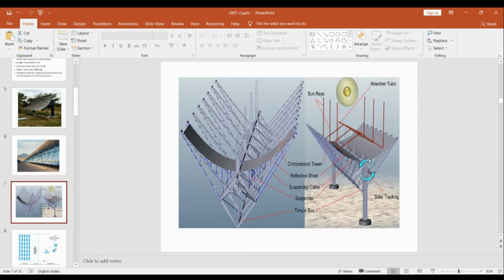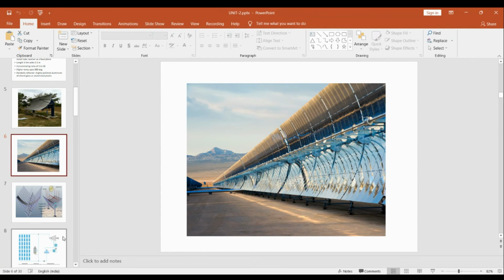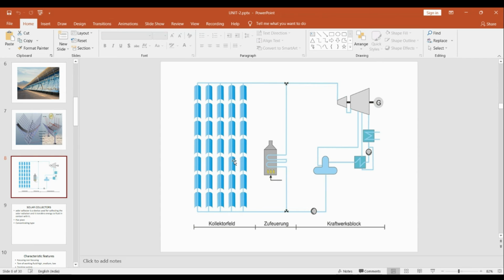Here some tracking devices are connected. So what is the use of the tracking device? As I already told, the tracking device is used to track the concentrating collector, or the parabolic trough collector, towards the sun based on the movement of the sun. Once the position changes based on the time as well as the radiation falling on the parabolic trough collector. So this is for large scale application. Again, this shows a large application.